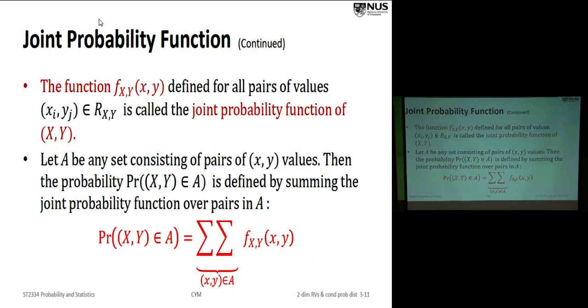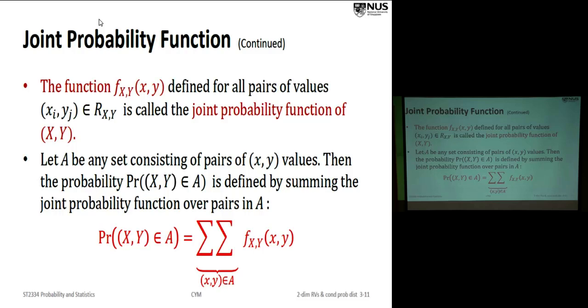Okay, let's say a little bit more. So the function f of x, y is defined for all pairs of values x_i, y_j in R, and it's called the joint probability function, or probability mass function. I like to say mass instead of probability function. I think the phrase probability function is confusing, especially when you take into account you have CDFs and PMFs and PDFs, and it's all very confusing. So I like to say mass function. So that's basically all possible values in the range the function is defined for.